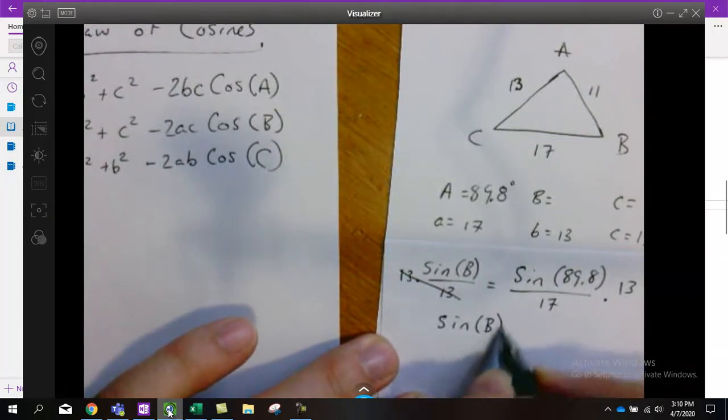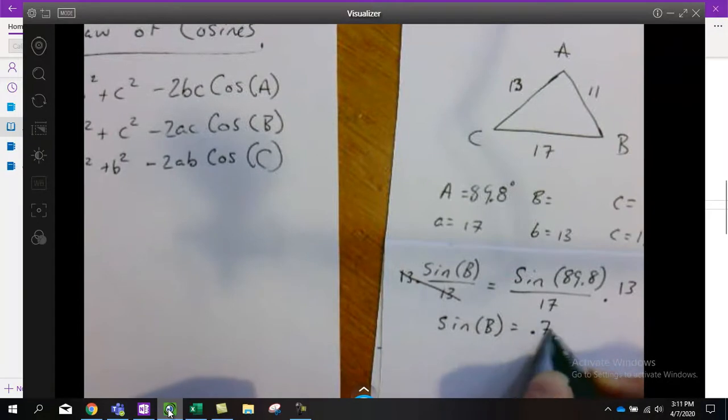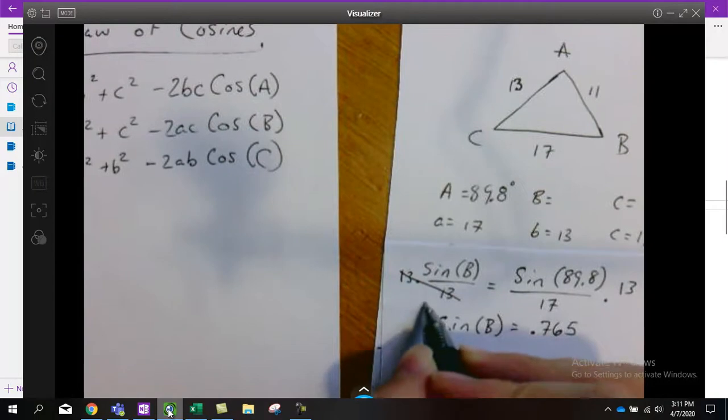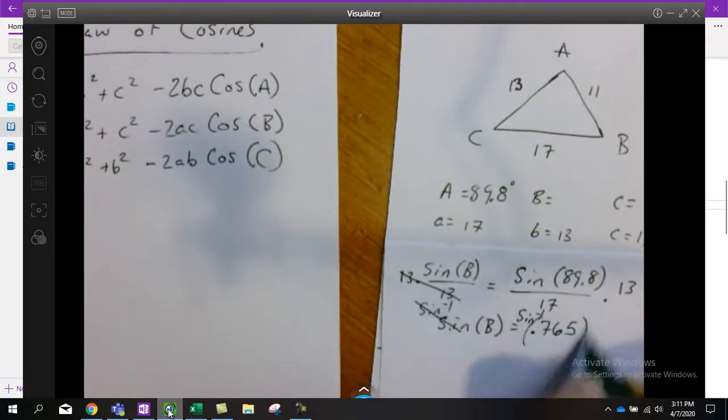We multiply by the denominator and get the sine of B equals. And I'm just using my calculator off to the side. Feel free to use Desmos as a way to check these, or use your own calculator if you have one. We're going to do sine of 89.8 divided by 17 and times by 13, which produces 0.765. Again, to remove the sine function, we're going to take the sine inverse of that value.